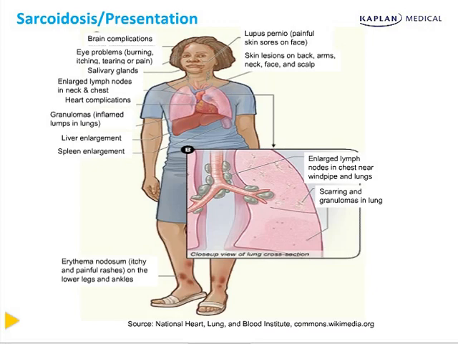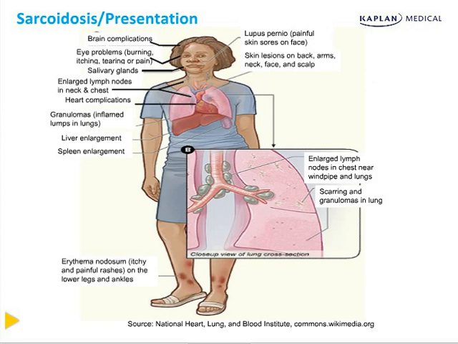To go over some of the other organ systems in more detail, let's take a look at this diagram. The patient with sarcoidosis can have some brain complications, again, from infiltration of the neurologic tissue with sarcoidosis. Eye problems, including burning, itching, or tearing, can often occur if the patient has uveitis. The salivary glands can also be infiltrated, as can lymph nodes in both the neck and chest. As we said, this is most commonly bilateral hilar lymphadenopathy seen on the chest x-ray.